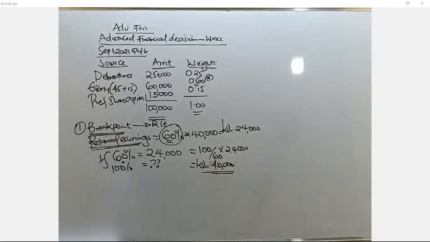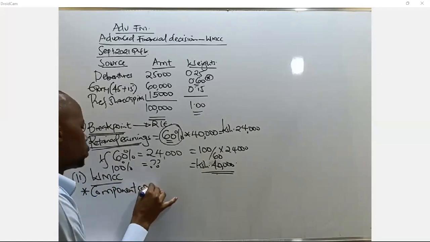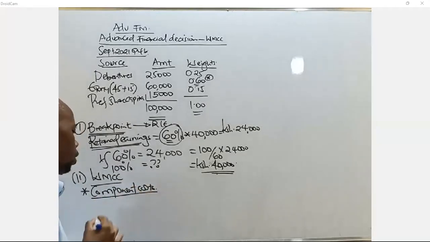Now, in note number 2, I know that one is well elaborated. Number 2, an examiner is asking you to compute the WMCC, sorry. And we have said, when you are calculating the WMCC, you have to understand very well that regardless whether you're doing the WMCC or WCC, you have to calculate something we call the component cost. And for our component cost, I'm going to start with the cost of equity.